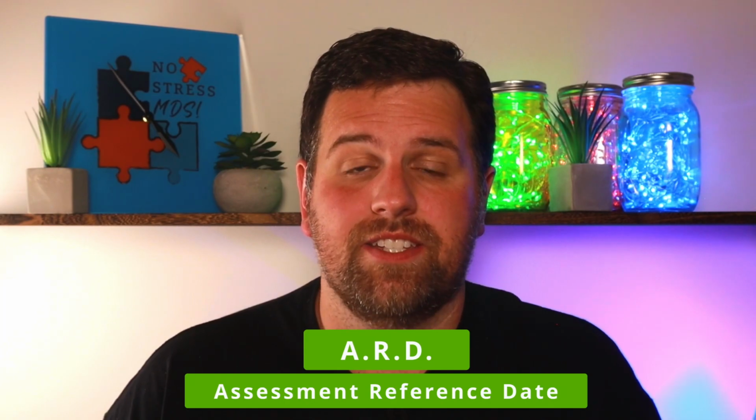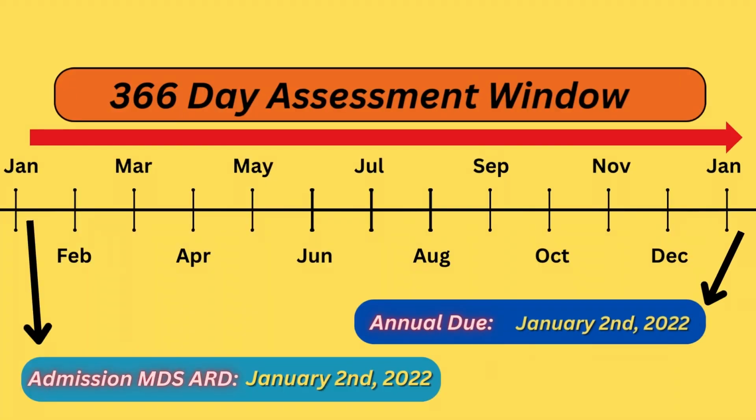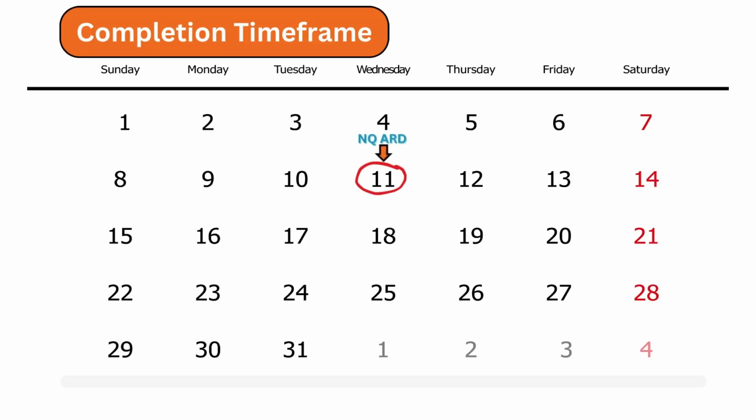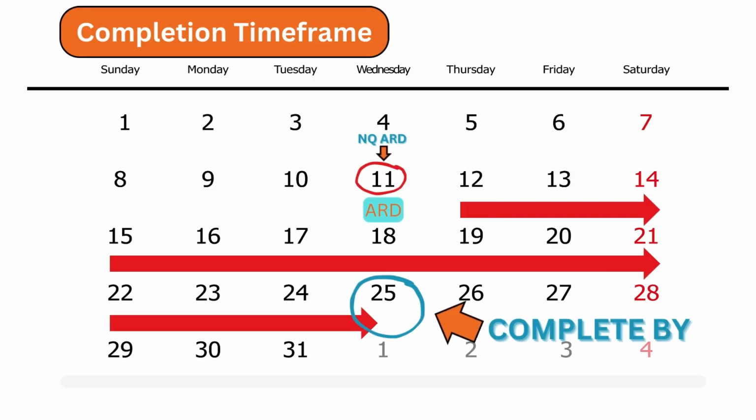Assessment Reference Date. When reading through Chapter 2 about the different assessment types and the scheduling rules, you're going to quickly see that this date plays a key role in both scheduling and completing the MDS. You'll see that this date is used to determine when certain assessments are due next, or at least when they need to be scheduled next. It also will tell you, for most assessments, when the assessment needs to be completed, because typically there's a time frame after the ARD for when an assessment needs to be completed.